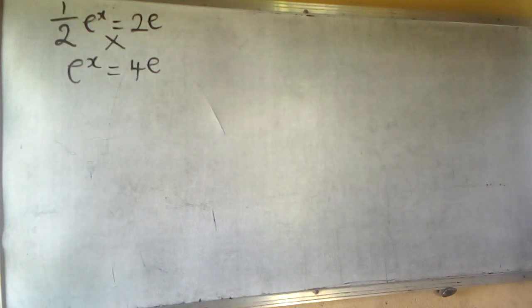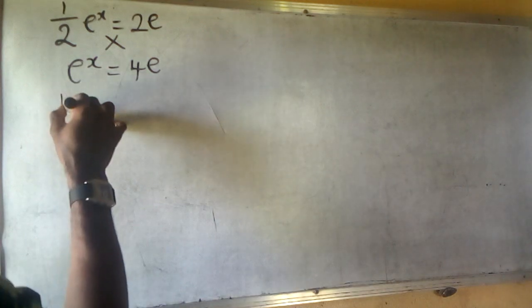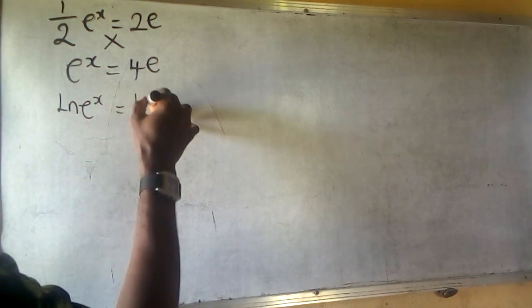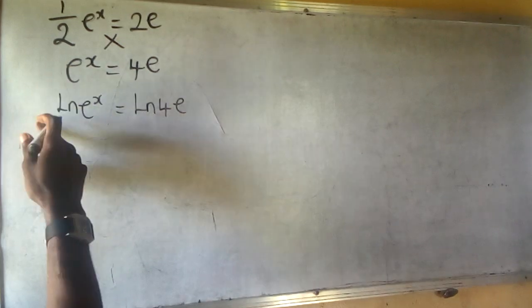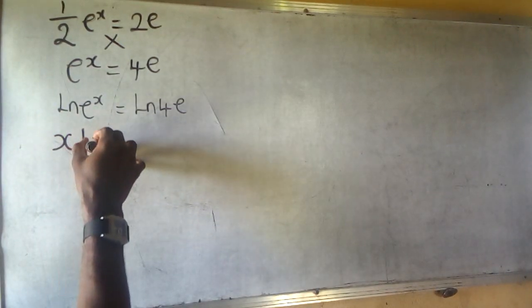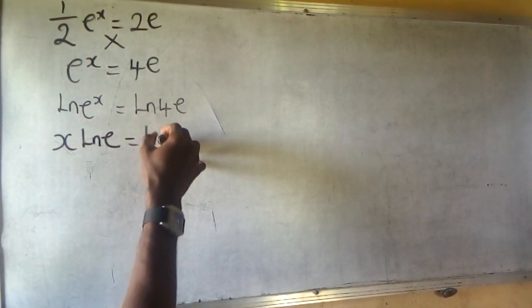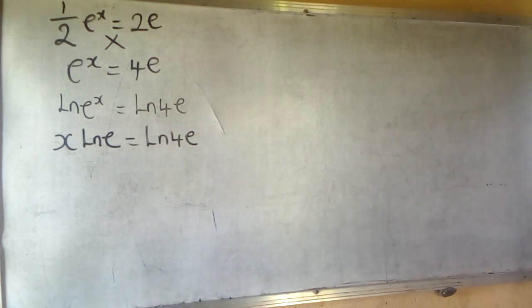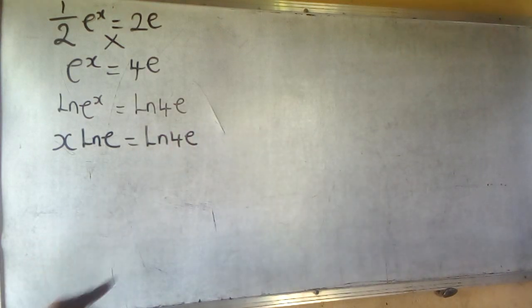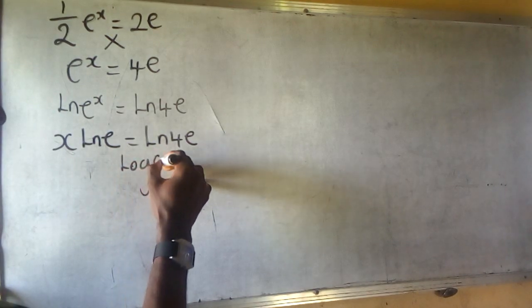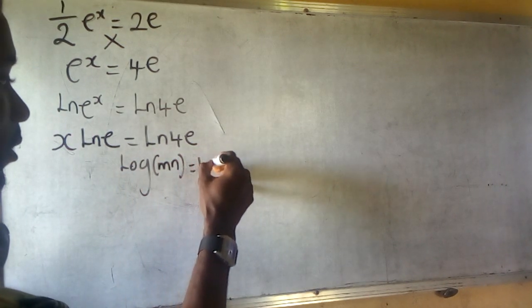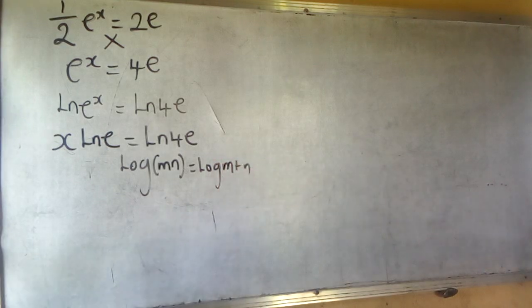What if I introduce natural log to both sides? I introduce my natural log to both sides. Have you seen? So now in logarithm, the powers combine. So this becomes x ln of e is equal to ln of 4e. Right? Let me do something here, because there is a law of log that states that if you have something like mn, it is equal to log m plus log n.